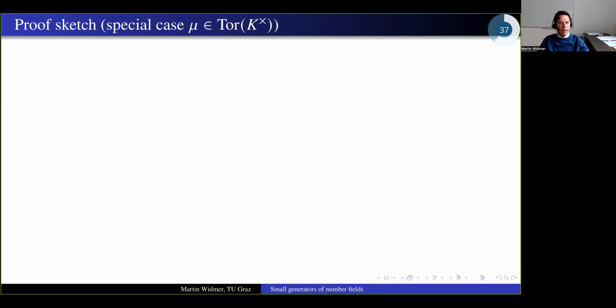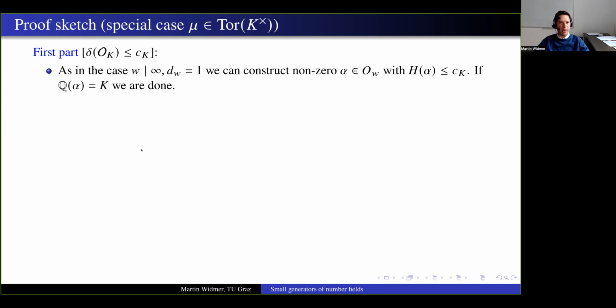So a few words on the proof. We consider only the special case where K has a non-trivial root of unity. So let's first prove that the delta invariant is at most C_K in this case. What we're going to do is, just as in the case where we had an Archimedean place of local degree 1, we pick an arbitrary Archimedean place, and we can construct a non-zero element alpha in O_W, whose height is at most C_K, as we have seen before. Now, we don't know that this alpha is a generator because the local degree is not 1, but it could be, and in this case, we are of course done. If it isn't, then, as we have already learned, necessarily the index of this field, lowercase k, in capital K, is precisely the index of the completion of lowercase k in the completion of capital K, and hence must be the degree of C over R.